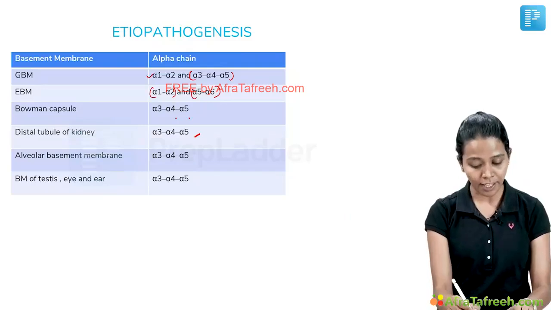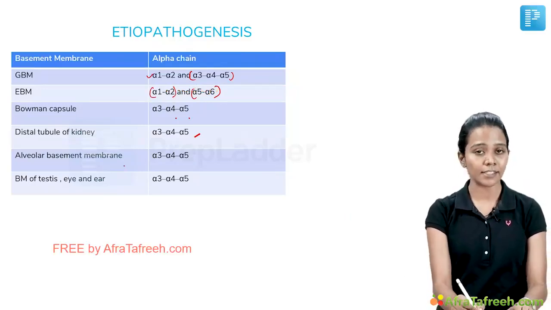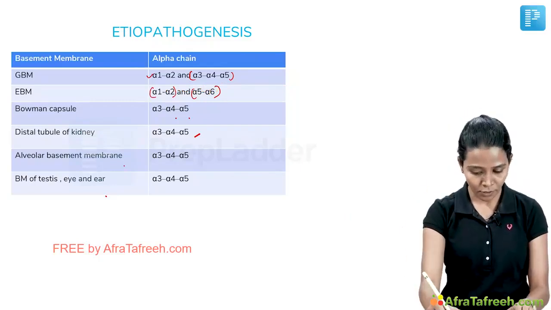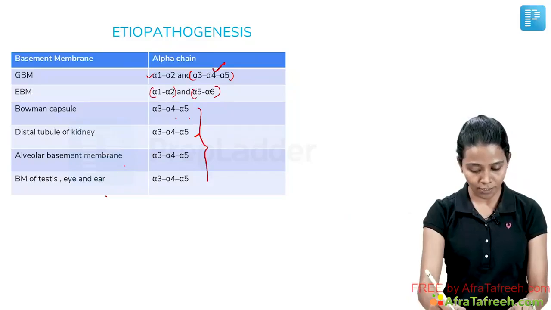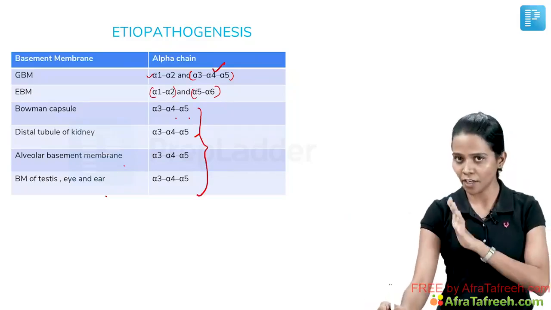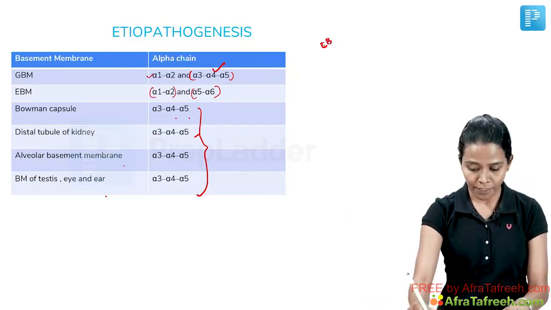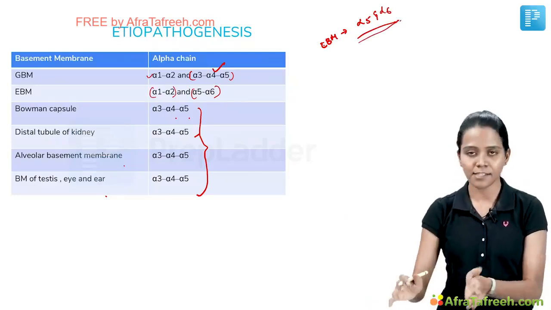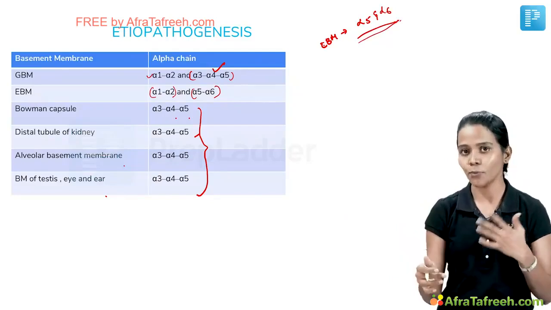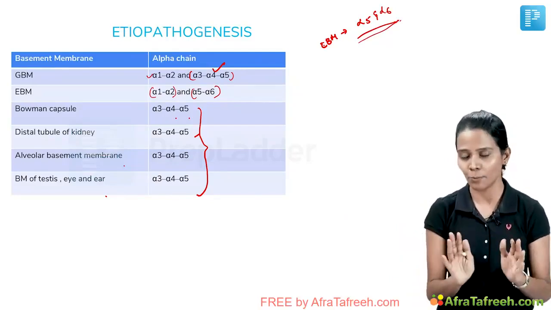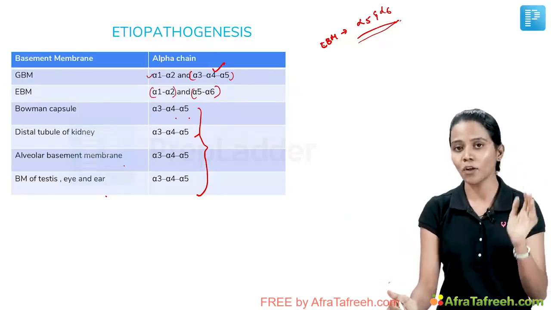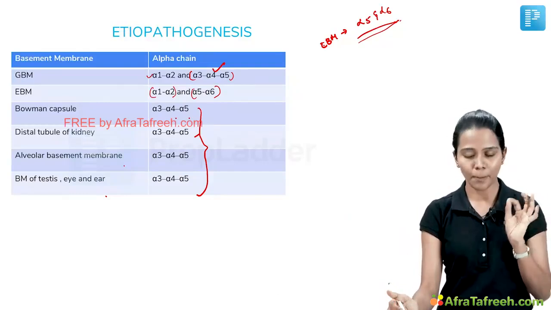And similarly, in the alveolar basement membrane and in the testis, eye and ear also, it is the same: alpha 3, alpha 4, alpha 5. Here also you can see in the kidney and in all other structures, alpha 3, alpha 4, alpha 5 are common. Only in the epidermal basement membrane, you have alpha 6 also coming in. Right. So, why should you know this table? As the chapter goes on, you will understand why I have told that this table is important. Okay. Just remember that alpha 3, alpha 4, alpha 5 is the main component of collagen 4 in basement membrane.